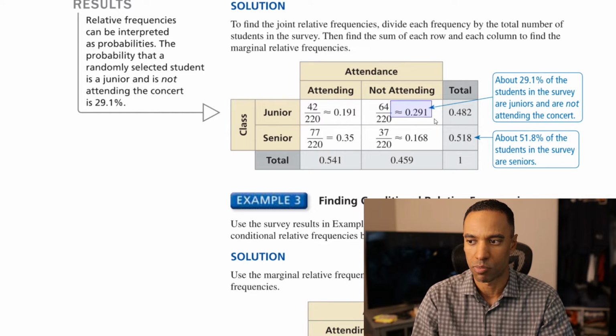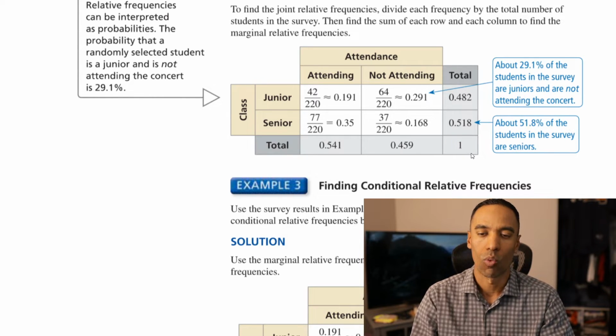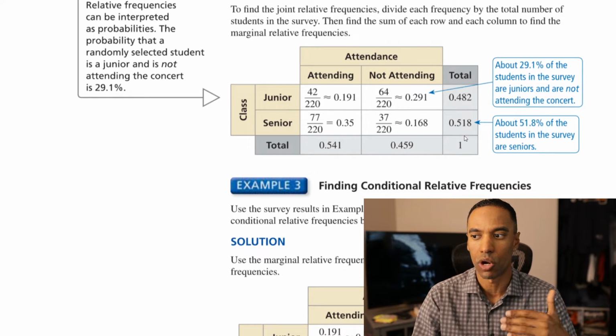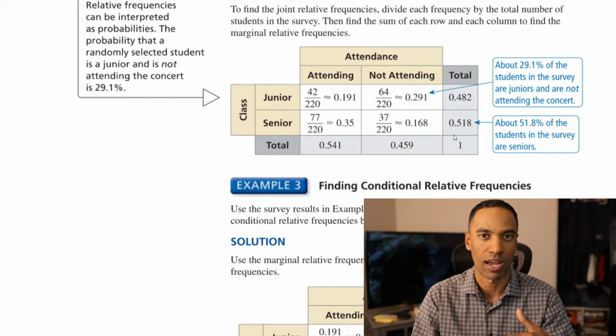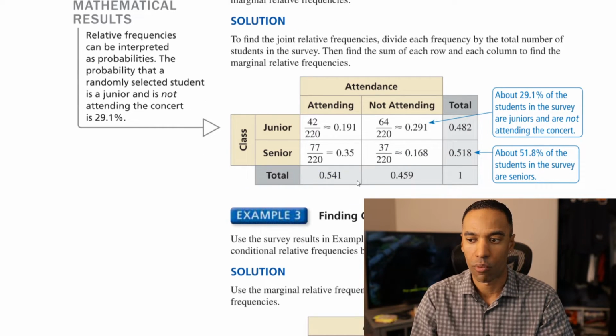For example, this plus this, maybe two rounded values. But this plus this is that, this plus this is that, this plus this is that. And notice that the total here is 1. 1 is the 100% of everything that's included. 220 divided by 220. So these should always add up exactly to that amount. If not, something went wrong. Keep in mind, these are rounded values potentially. So the rounded values may not add up to 1, but the exact ones should.